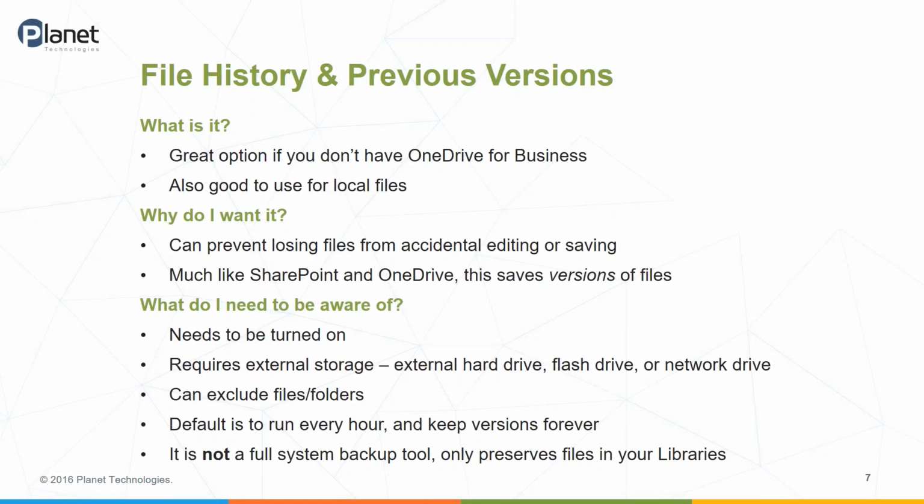So some things that you need to be aware of with file history in previous versions. This does need to be turned on in Windows 10. It's not on by default. It does require some external storage, so if you're working on a personal machine, that can be either an external hard drive that you also use for your computer backups. It can even be something as simple as a small flash drive, or if you're working in a work environment, it can be a network drive or a file share.